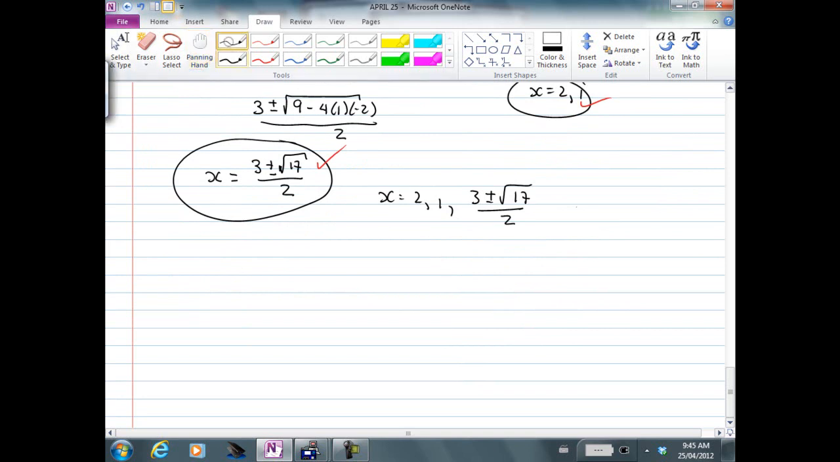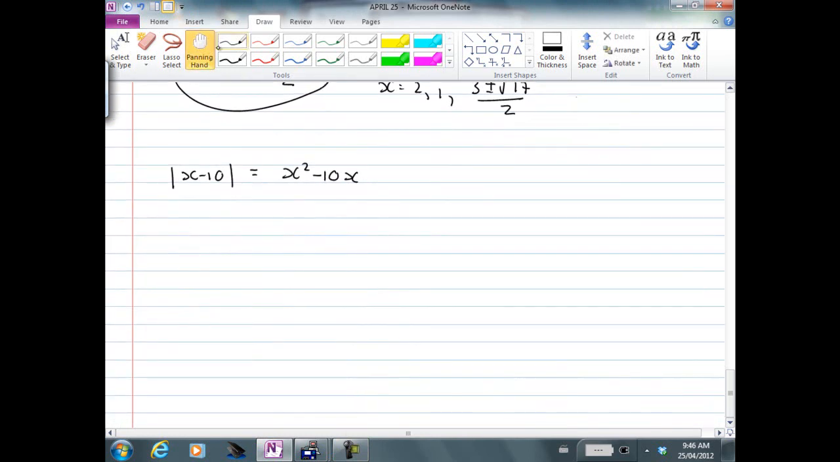Last question for today. This is going to be absolute value of x minus 10 equals x squared minus 10x. To save some time, I'm going to do the first case for you. I know you're still working on this, but case 1. I'm going to do positive. It gives me x minus 10 equals to x squared minus 10x.